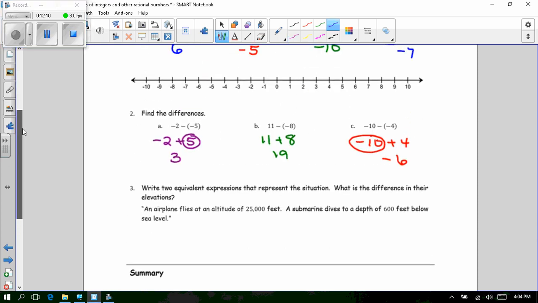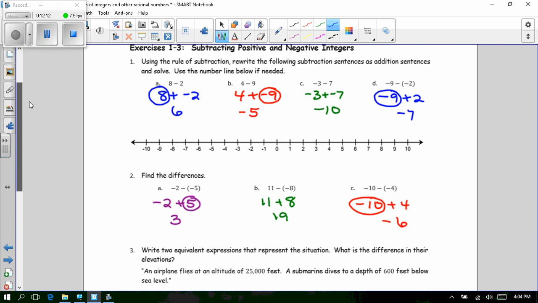Okay, well, I have 1 and 2 done, and I'm going to go over 3 with you guys. So number 1A, I got 6. B, I got -5. C, I have -10. And D, I have -7. Now, if you have them wrong and you see your mistake, quick change it. If you have it wrong and you can't figure out why you have something different than I do, put a question mark by it. So when you come into class tomorrow, you can be like, hey, Mrs. Hoekstra, I didn't understand how you got that. And I'll go over it in class.